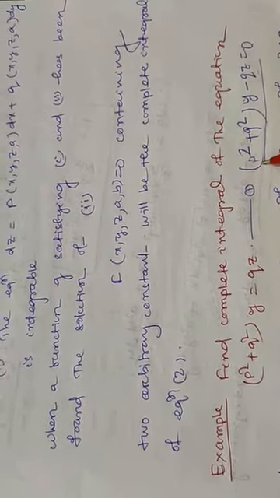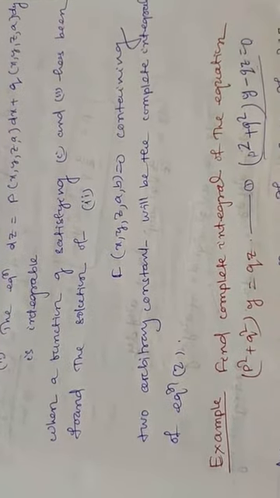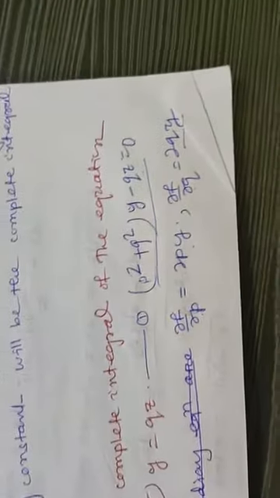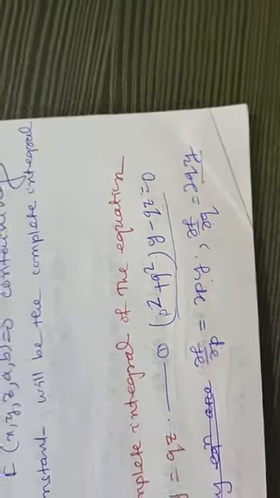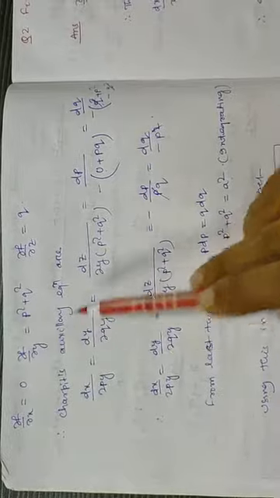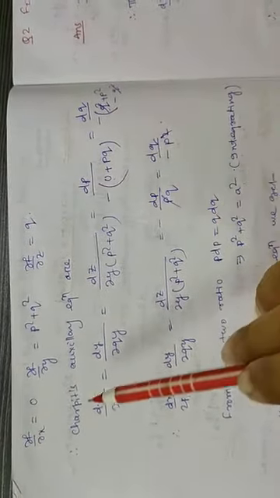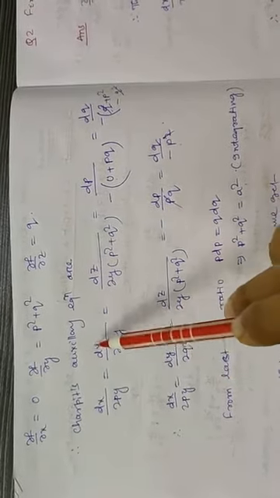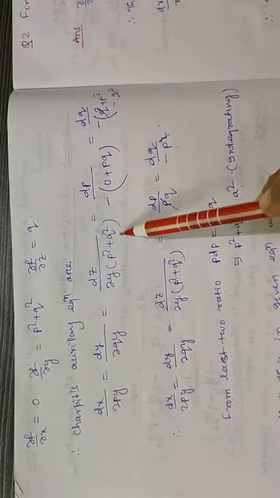Then we construct the auxiliary equation or subsidiary equation, which is known as Charpit's auxiliary equation. So del f by del p is 2py, del f by del q is 2qy, del f by del x is 0, del f by del y is p square plus q square, del f by del z is q. Now the Charpit's auxiliary equations are dx by 2py is equal to dy by 2qy is equal to dz by 2y into p square plus q square.